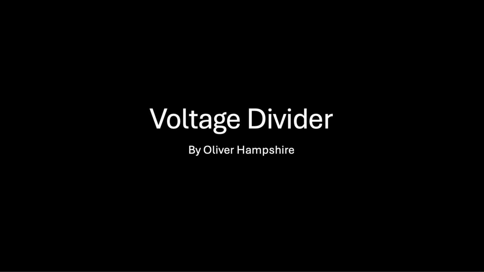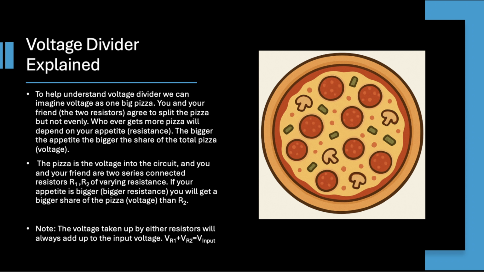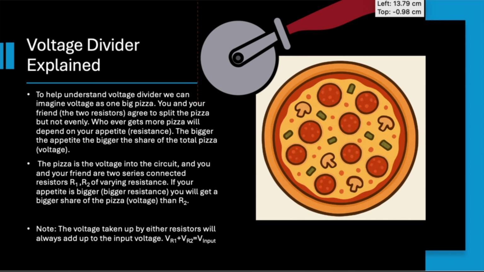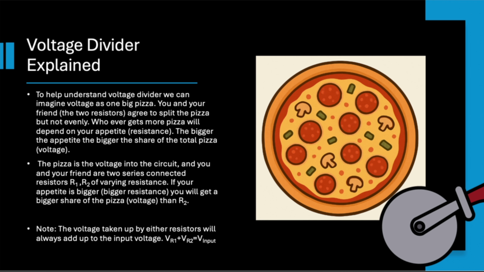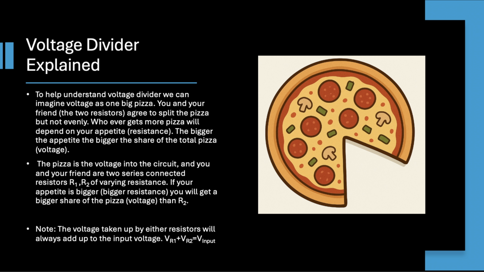In this video we will be exploring the fundamental concept of voltage dividers. To help understand voltage divider, we can imagine voltage as one big pizza. You and your friend, the two resistors, agree to split the pizza but not evenly. Whoever gets more pizza will depend on your appetite, resistance. The bigger the appetite, the bigger the share of the total pizza, voltage.